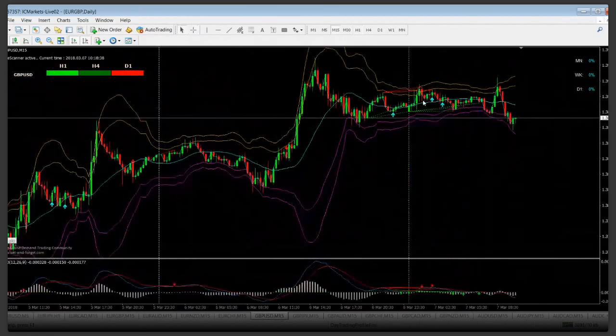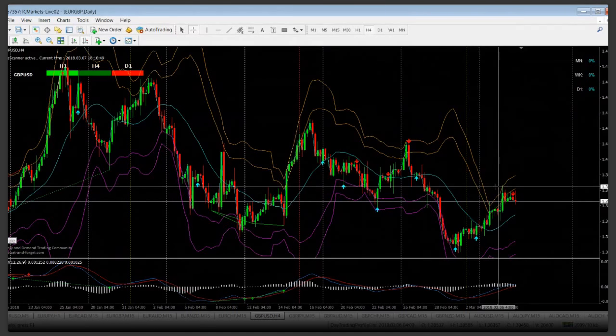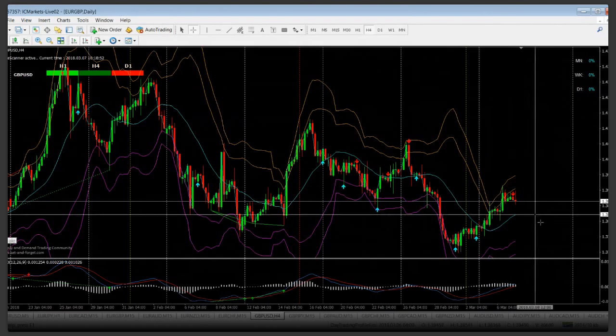British Pound USD finally hit 139. Talked about this last week. It came up towards one and hit 139 yesterday.